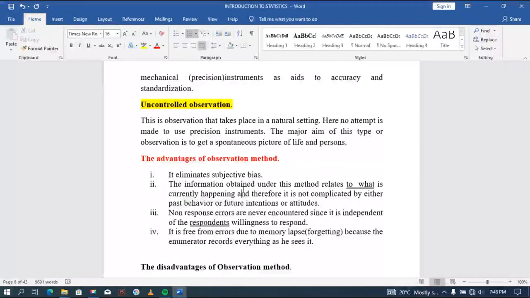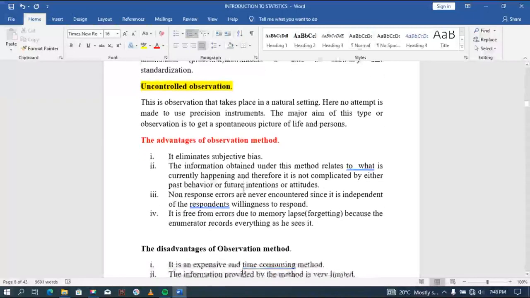Then non-response errors are never encountered, since it is independent of the respondents' willingness to respond. Some of the disadvantages faced in other methods like questionnaires and interviews are that a respondent may not be willing or may not be able to respond to a particular question. But in this case, non-response errors are eliminated. Why? Because you don't engage respondents to answer questions. You simply observe what takes place and then take records of that.